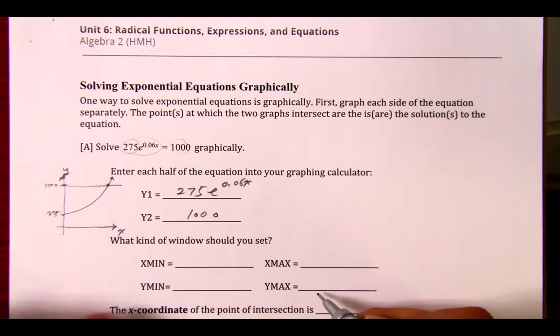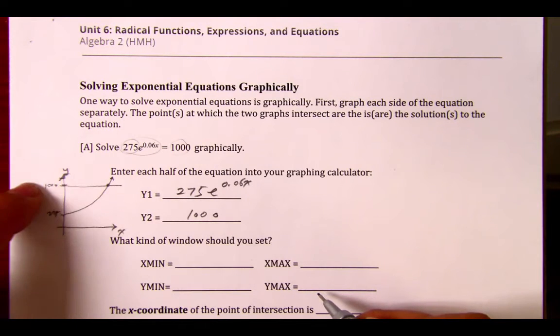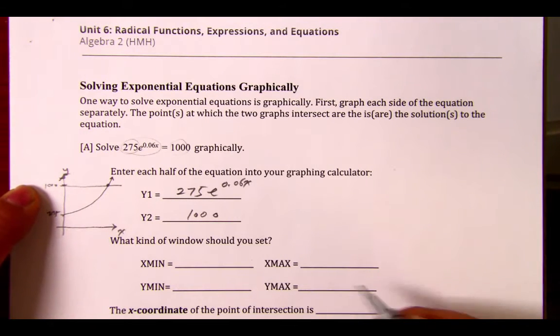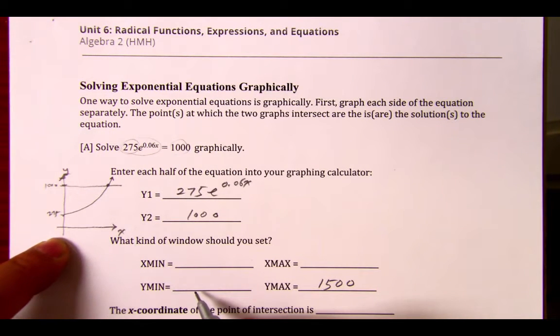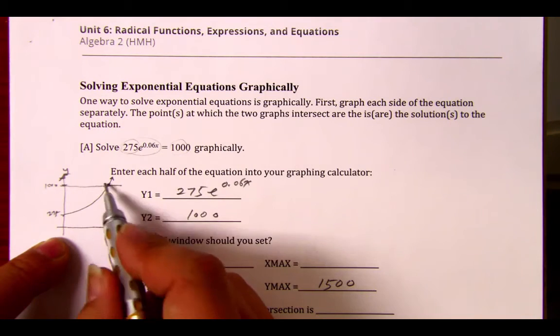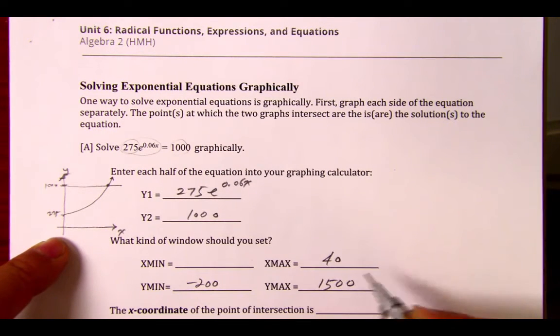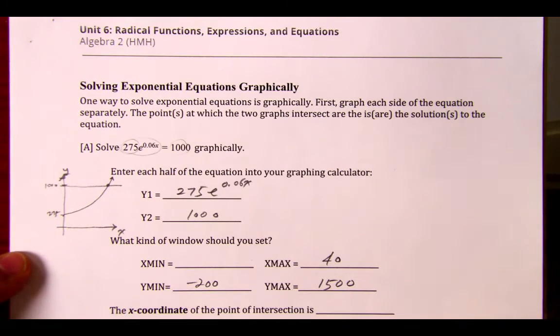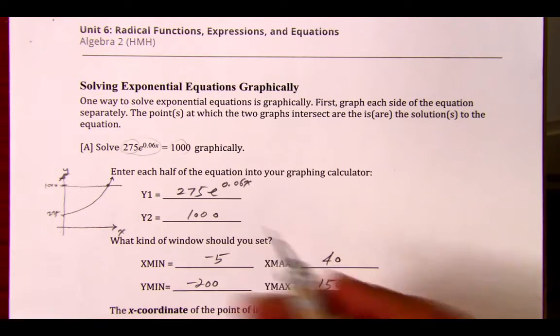So you sort of get a sense of what's going on. So where would you want your y max to be? Well, if you want to see something like this, I want it to be above 1,000, say about 1,500. The minimum, I like to see the x-axis, so let's go below that, so about -200. And x max, I have no idea, so I'm just going to guess 40. And I wouldn't guess 1,000. About 40 sounds reasonable. And I like to see the negative, so I'm going to put in -5.